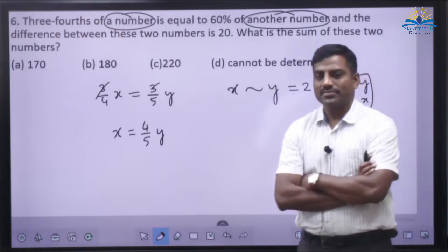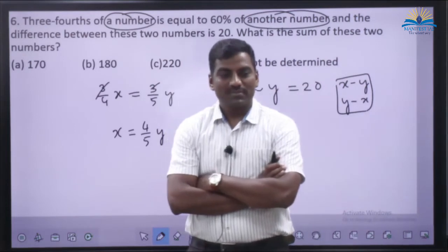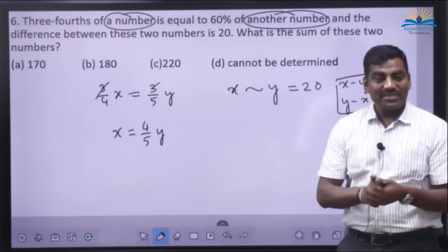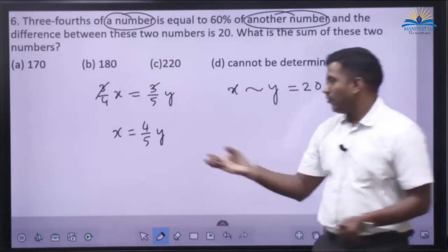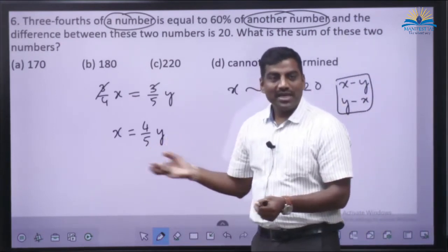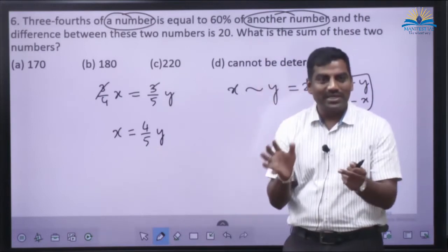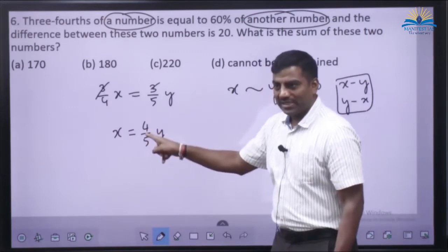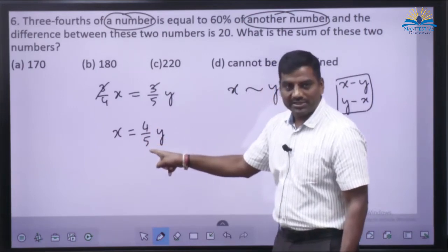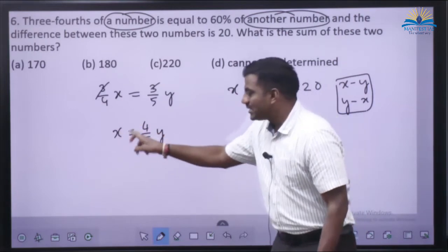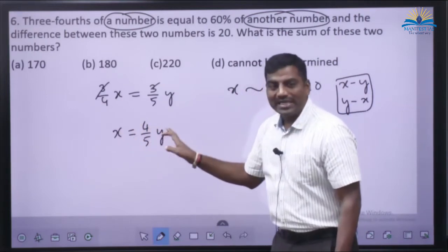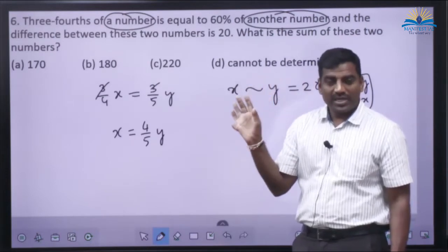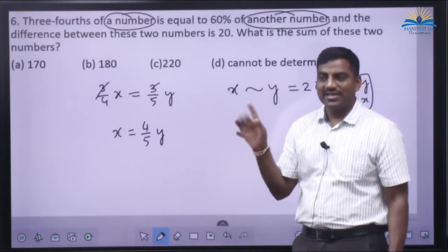Which one is correct? Which is greater, x or y? y. x is some part of y. Very good. x is some part of y. That means x is a fraction of y. 4 by 5 is nothing but 80%, right? x is 80% of y. Whenever this fraction is a proper fraction, that is numerator is smaller and denominator is bigger, that means x is a smaller part in y. Not full. Not more than y either. So x is lesser than y.